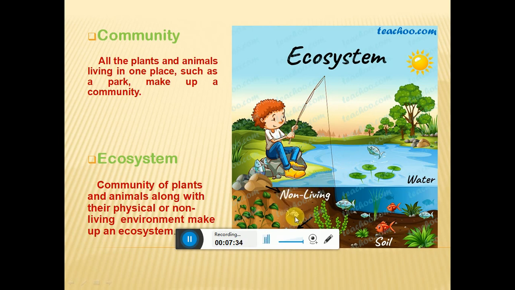Living parts are the fish, the plants and the trees, the plants in the water and the trees outside the water, and a lot of other living things that live in the water. So this is basically an ecosystem that includes both types of environment, biotic and abiotic.